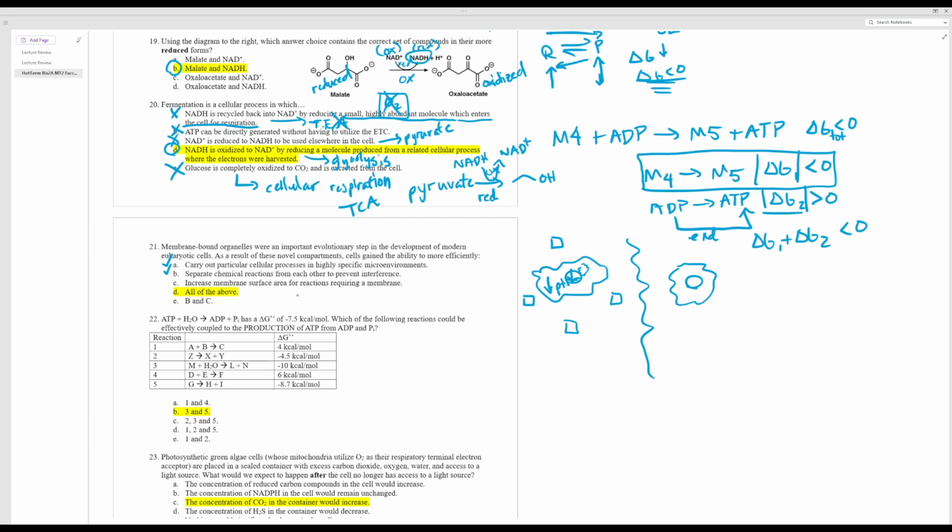C, increased membrane surface area for reactions requiring a membrane. So if we think about cellular respiration in prokaryotes versus eukaryotes, in prokaryotes, cellular respiration, a process that requires the electron transport chain, utilizes the plasma membrane, the cellular membrane, in addition to all of its transporters, cell signaling, and any cell movement, so cytoskeleton stuff. All of that needs to occur, although prokaryotes don't have a true cytoskeleton. They have it. You'll learn about it in another class.